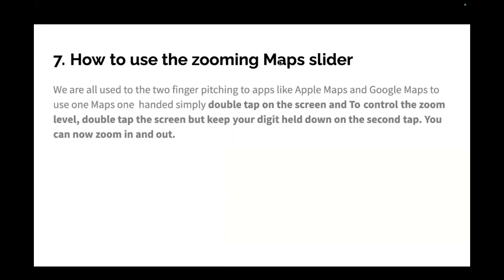You can also use the zoom function on the, sorry, skipped a slide. The zoom function on the document slider. So on apps like Apple Maps and Google Maps, you can double tap the screen and that'll get you into the zoom function. And to control the zoom, you'll just swipe up or down and you can zoom in or out.